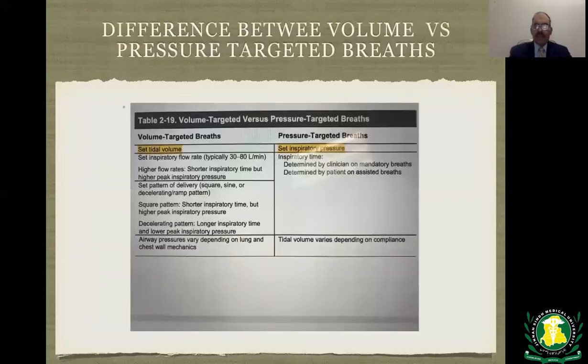Now, what is the difference between volume targeted and pressure targeted? Well, in volume targeted, the volume is guaranteed, while in pressure targeted, the pressure is guaranteed. For example, if you pick a pressure of 15, that means the pressure can never go more than 15 during inspiration. But your volume is not guaranteed. The volume of each breath will vary depending upon the airway resistance and the compliance of the lung.